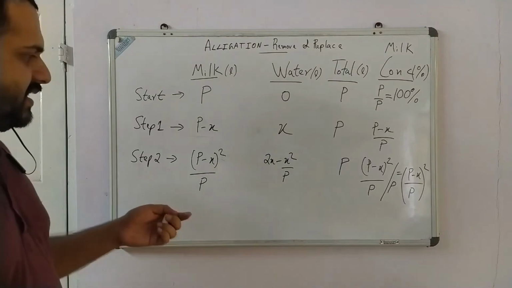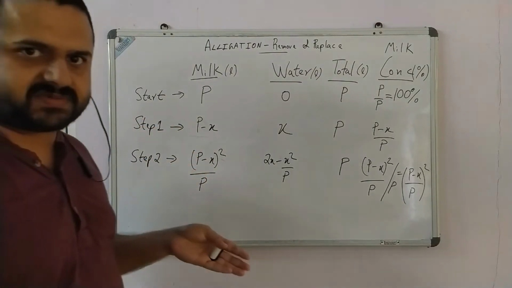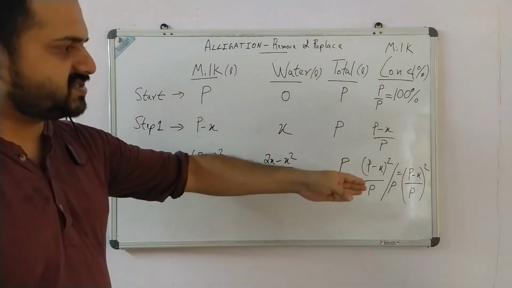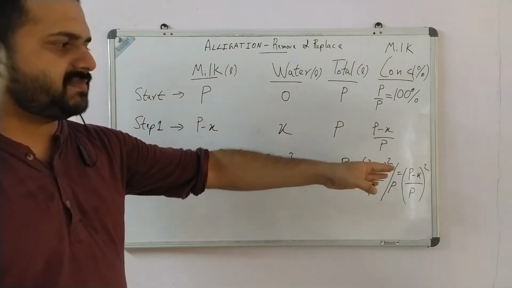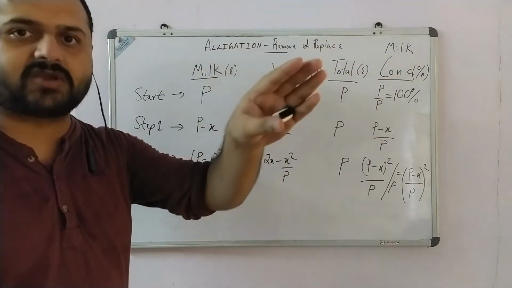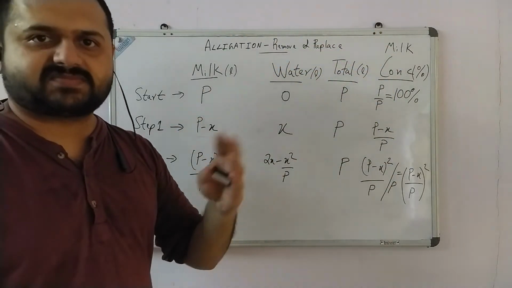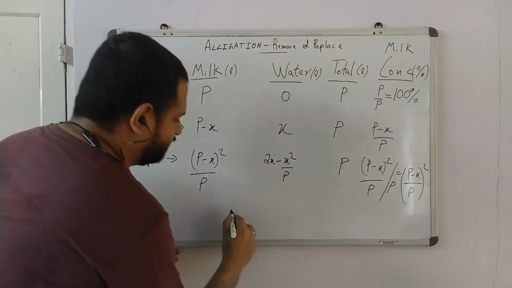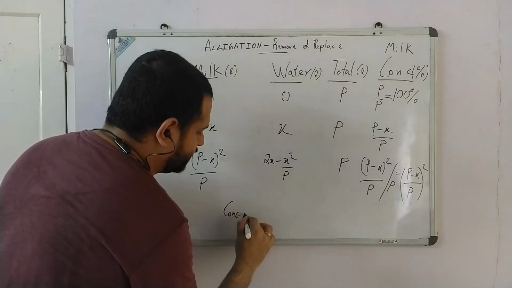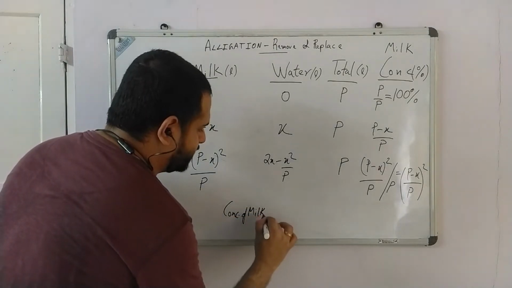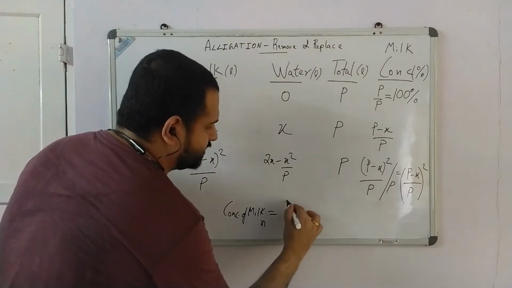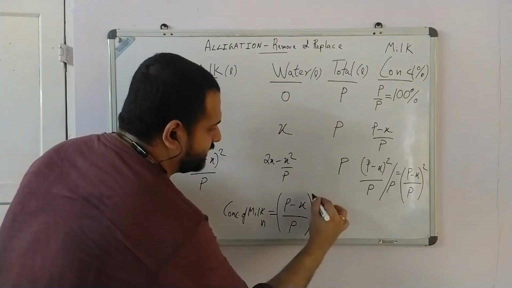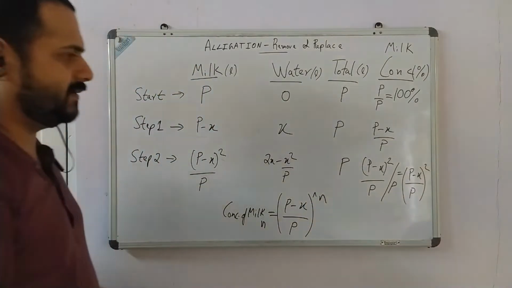So you can try and do this for multiple steps, right? So try the third step, fourth step. You'll see that in the third step, the concentration of milk that is remaining is p minus x by p the whole cube. In the fourth step, it will be p minus x by p the whole raised to 4, and so on and so forth. So that is how we got the formula of concentration of milk after n steps, right? P minus x by p the whole raised to n, right?